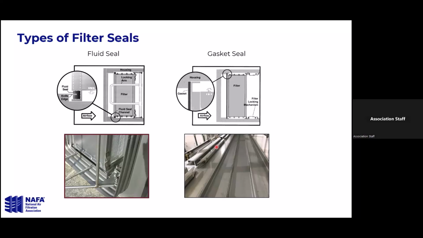So if you run across that question from an end user, from an engineer, just find out what the contaminant is specifically. Reach out to your manufacturer, and that manufacturer should be able to help guide you through the process of figuring out, all right, for this, you're going to need this type of filter. For this, you're going to need this type of filter. But from a general rule, particulate's going to be HEPA, gas is going to be HEGA. And both of those come in either a gasket or a fluid seal design.